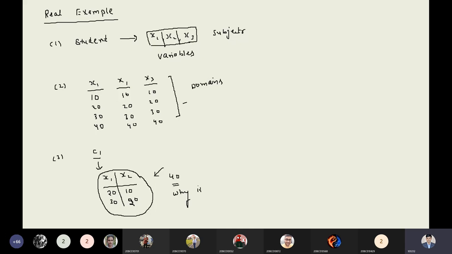Why is it not applicable? Because as per our constraint, if you're choosing X1, X2, 40 is not defined by the constraint. So this does not satisfy the rule. The constraint should satisfy the problem. So this mark will not be applicable to this pair.